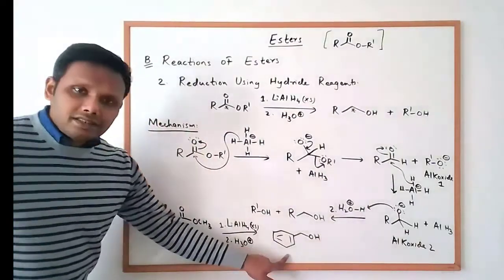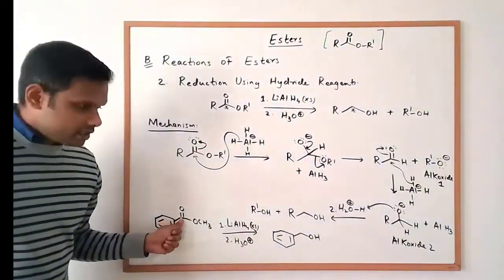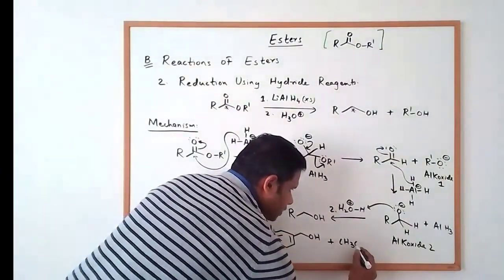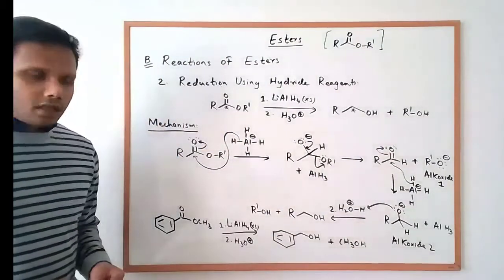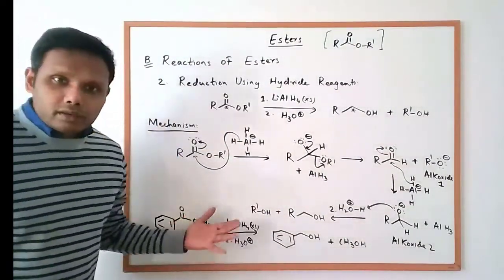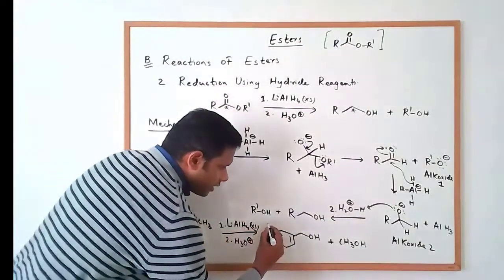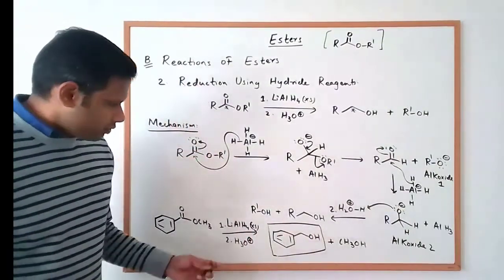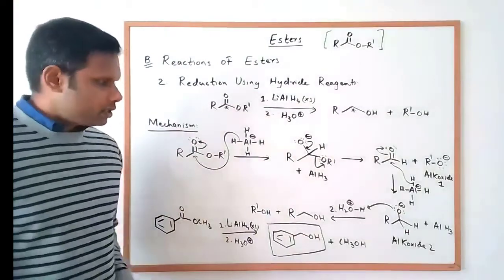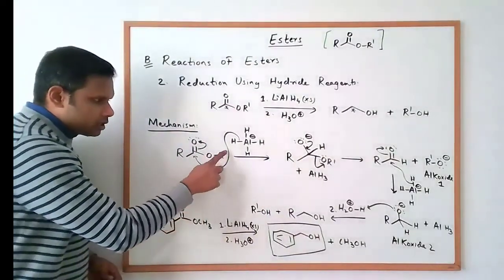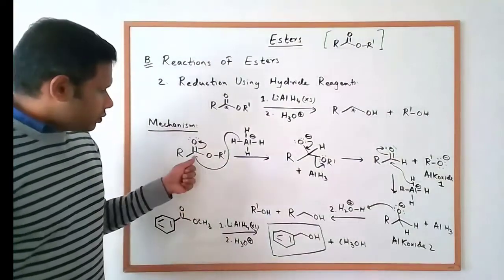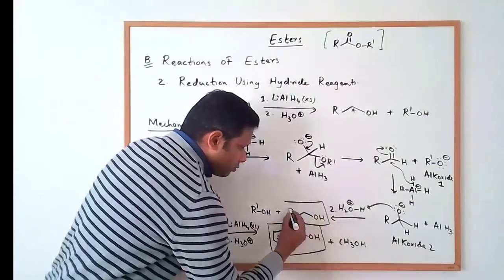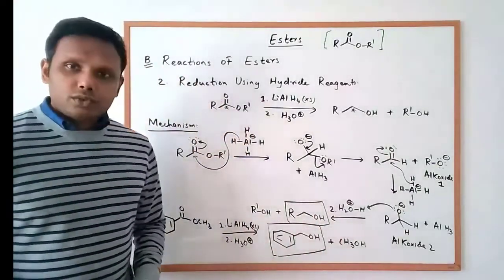One will be benzyl alcohol. This carbon, the acyl carbon, is reduced to an alcohol, and plus it will give us methanol. Now, since we are doing a reduction here, the benzyl alcohol would be considered our reduced product. We are not doing a reduction as far as this methoxy group, the OR prime, is concerned. We're doing a reduction of the acyl carbon, so this would be our main product. That's something important to keep in mind.